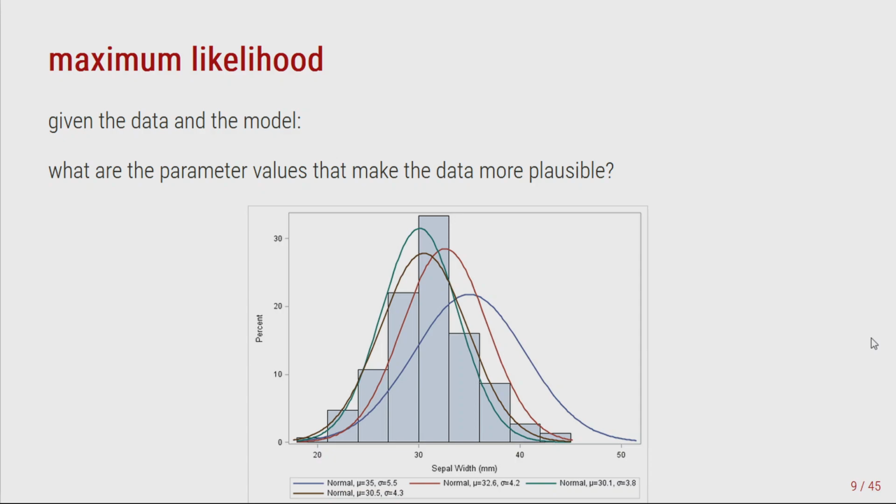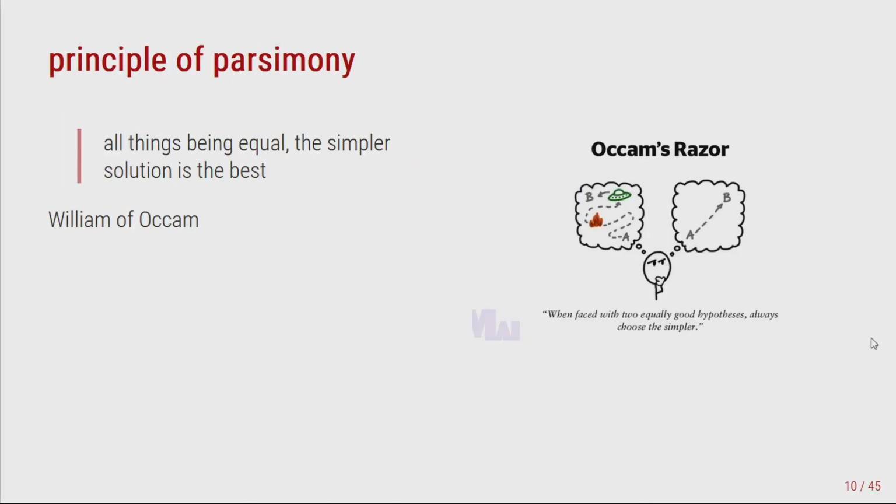So I'm assuming that this follows a Gaussian distribution. It has two parameters, the standard deviation and the mean. So what are the parameter values that are closest to the data? This is what we want to find. These are the parameters that make the data more plausible here. So which is the mean that is closest to the mean of the data, which is the deviation that is closest to the deviation of the data. This is what we are looking for.